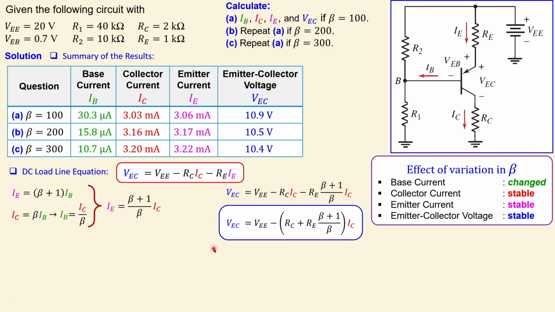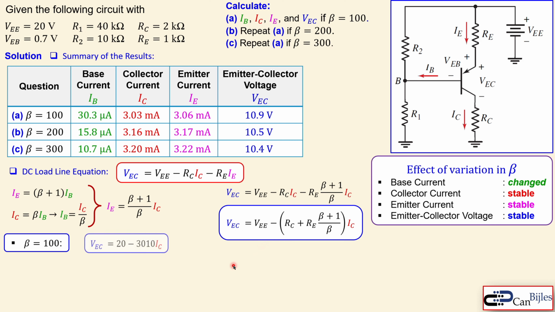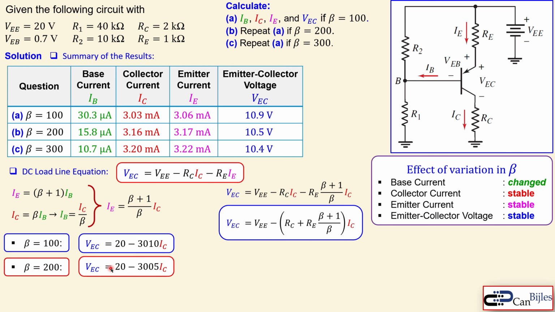Okay, now let's see what we get for different situations. For beta is 100, if I now substitute in here beta is 100, the RC and the RE and also the VEE, we get this expression. So VEC is 20 minus 3010 IC. Now if I look at beta is 200, in a similar case, it will be 20 minus 3005 IC. Why is this changing a little bit?